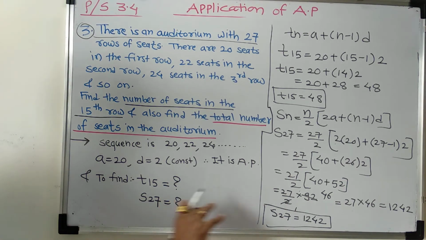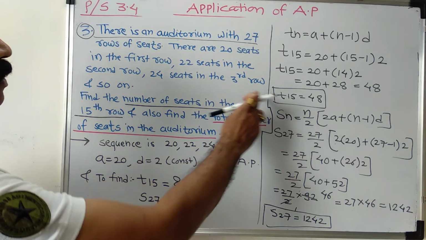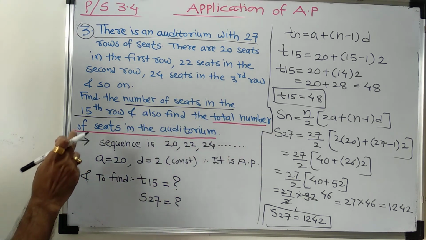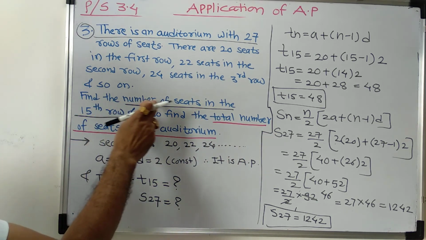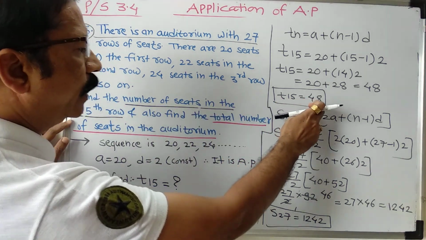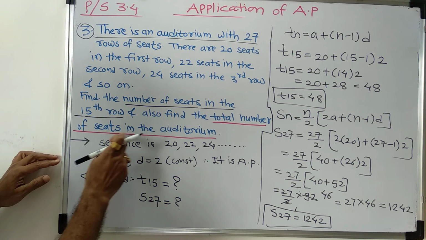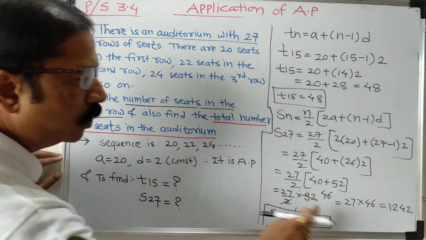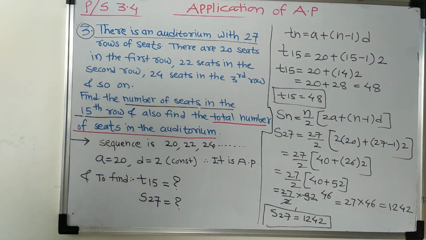And then write down the answer at the end. Therefore, what they ask: the total number of seats in the 15th row are 48, and the total number of seats in the auditorium are 1242. Like this, you have to mention the answer at the end.